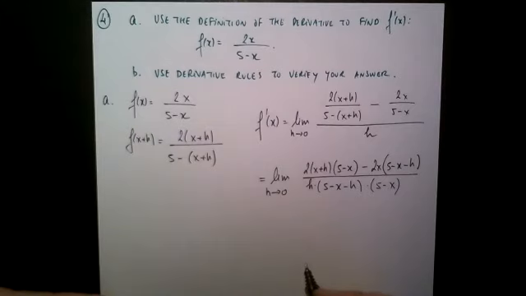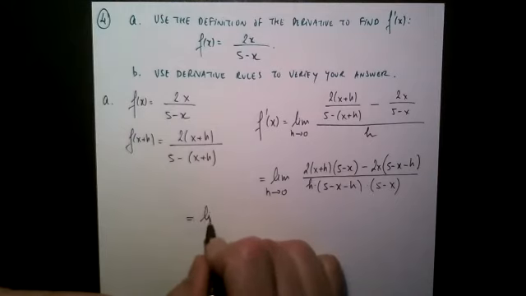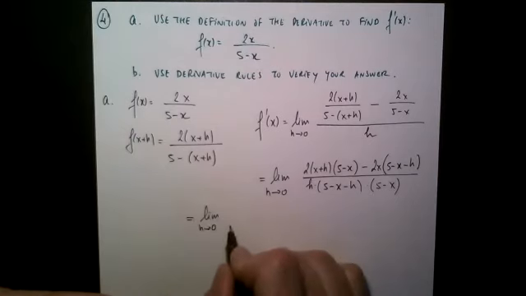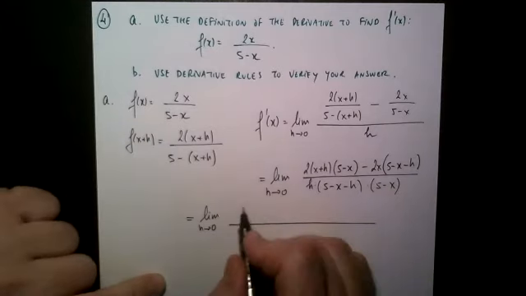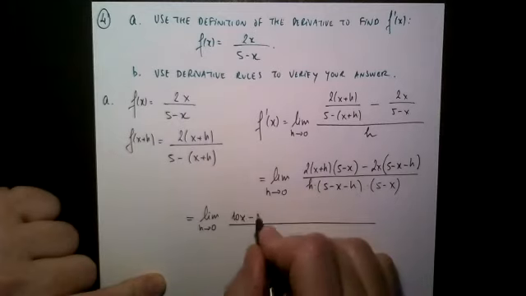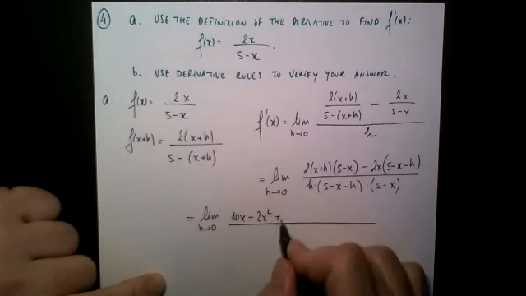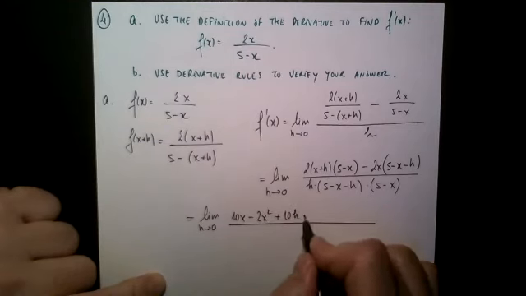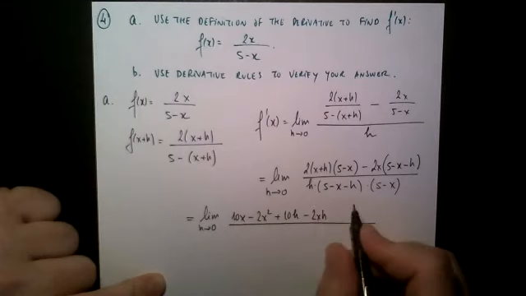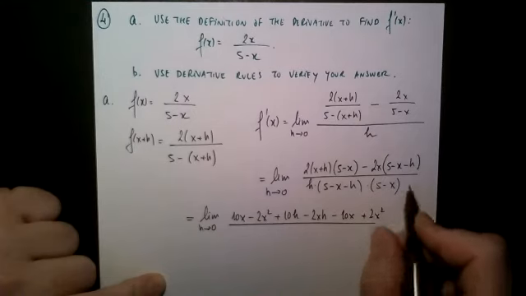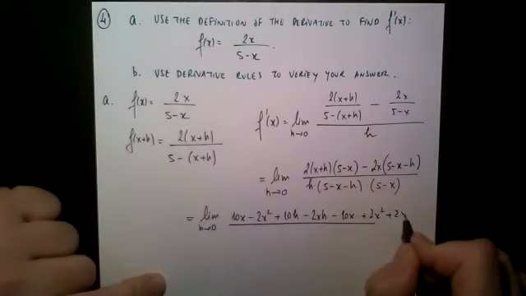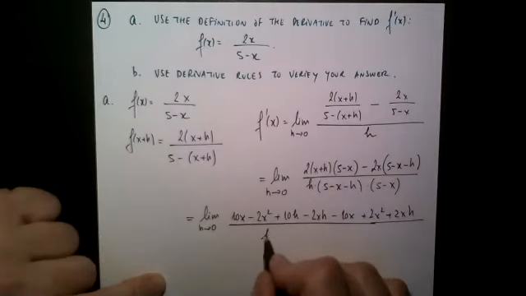Questions? Okay, now we just have to simplify the top as much as we can. So I'm going to just open everything up. So I have 10x minus 2x² plus 10h minus 2xh minus 10x plus 2x² and then plus 2xh. That's what I have on top after simplifying.